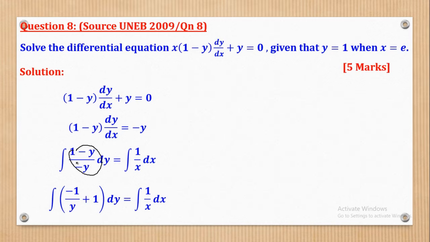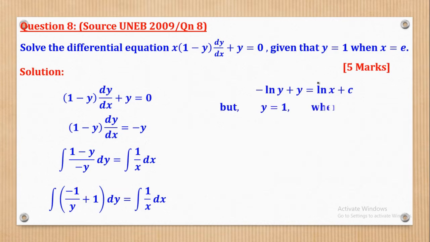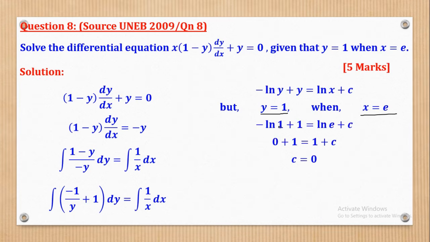Now here, this one is easily integrated by splitting the numerator. So when I split the numerator, I'll come up with this part. Then I can easily integrate. So this one gives you ln that, and this one gives you that, this one gives you that. But y is equal to 1 when x is equal to e. Therefore, I'll come and substitute to be able to get the value of c. Then I'll substitute for c here to get the particular solution.